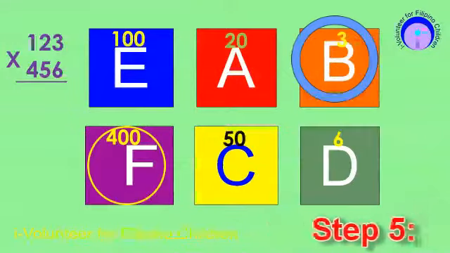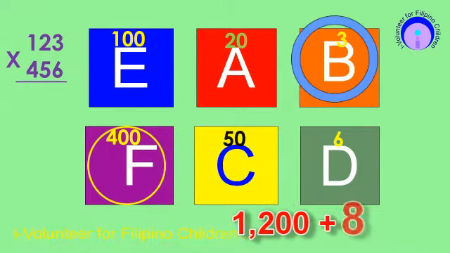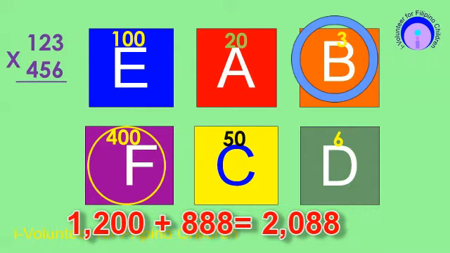Step 5. Finding the product of F and B. 400 times 3 is equal to 1,200. 1,200 plus 888 is equal to 2,088.